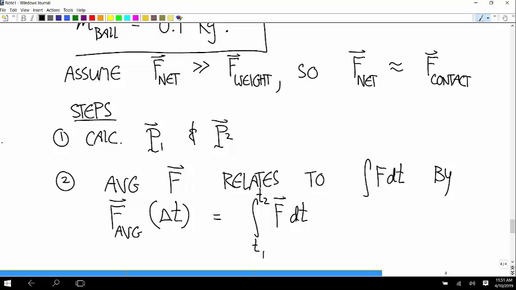Let's just finish that next time. But that's pretty much the set of steps for any problem you do. Some problems might say that you can neglect the weight force. Some problems, the weight force might be more important, so you have to subtract that out at the end, but this is the basic idea.